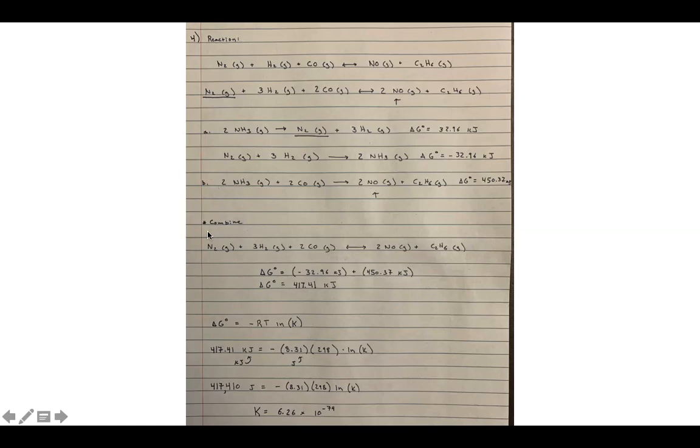Okay, so now that I've correctly manipulated my subreactions, I can find the delta G naught value for this overall goal equation by adding together the delta G naughts of my manipulated equations. So my delta G naught in this case will be equal to negative 32.96 kilojoules plus positive 450.37 kilojoules. And so delta G naught here would equal 417.41 kilojoules.